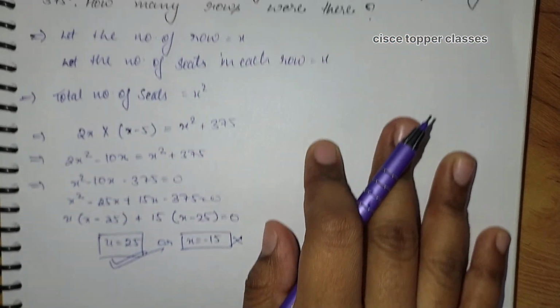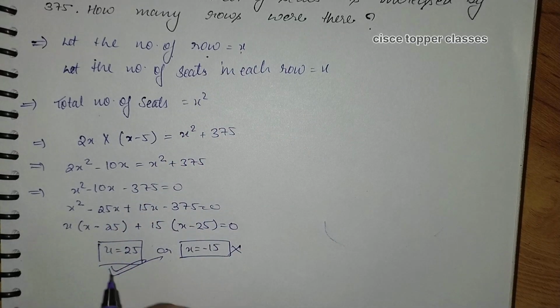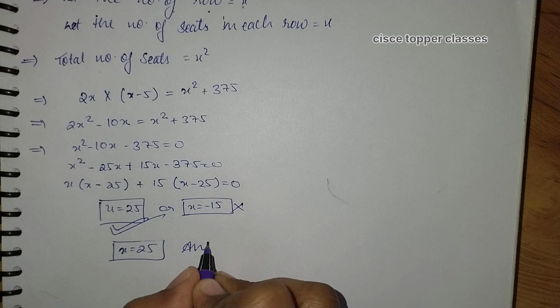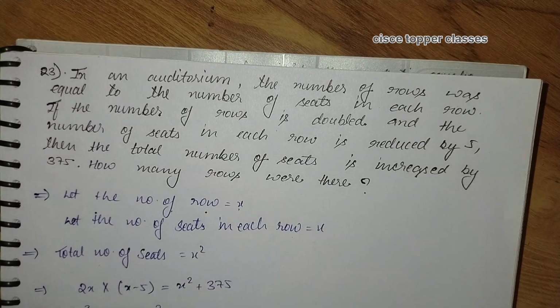And this is only what we have to find, how many rows were there, and we have let the number of rows be x. So x is equal to 25 is the final answer in this question. This is the number of rows in that auditorium, and this is the final solution of question number 23.